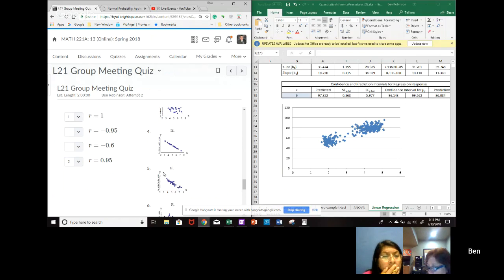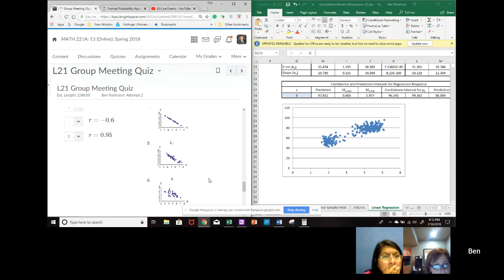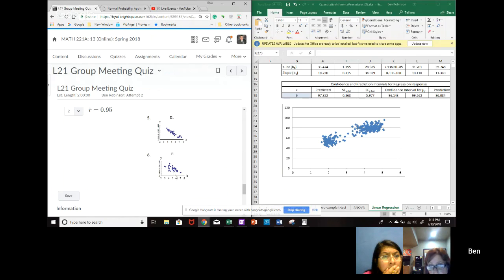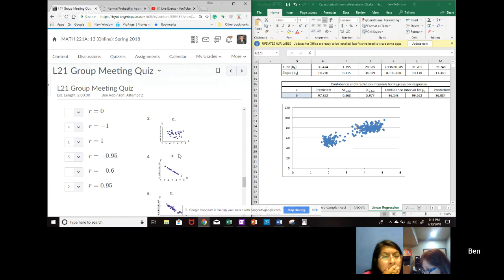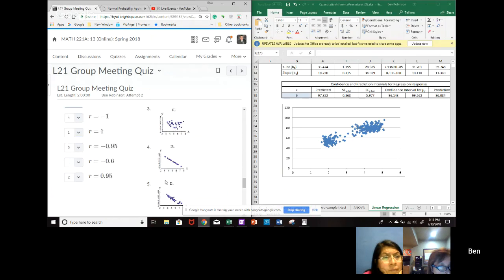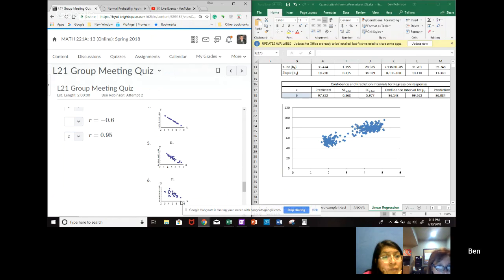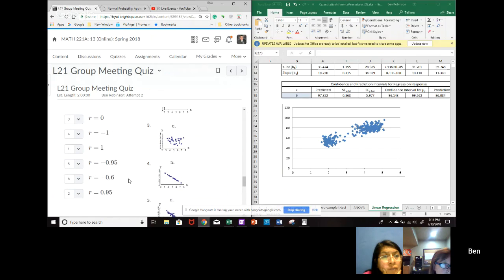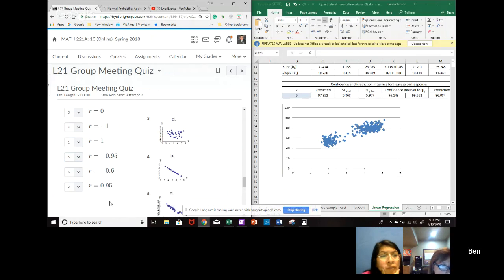The other one going down, that's kind of the same one as we just looked at, would be the negative 0.95. Yeah. And then you're looking at these two is what's left. And this one's spread out more. So to me, that was the most random one. So it would be the 0. And then this is going the other way down, and it's spread out. That's 6. Yep. Everyone agree with that?